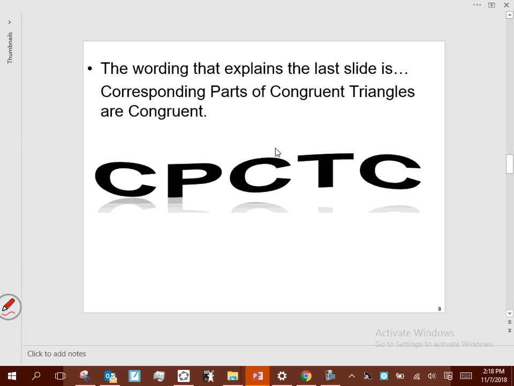So we abbreviate with the acronym CPCTC. We use it a lot. You'll hear me say corresponding parts of congruent triangles are congruent. It's a very, very, very important concept that helps us build relationships between triangles and other shapes. Without this, we struggle progressing into other shapes.